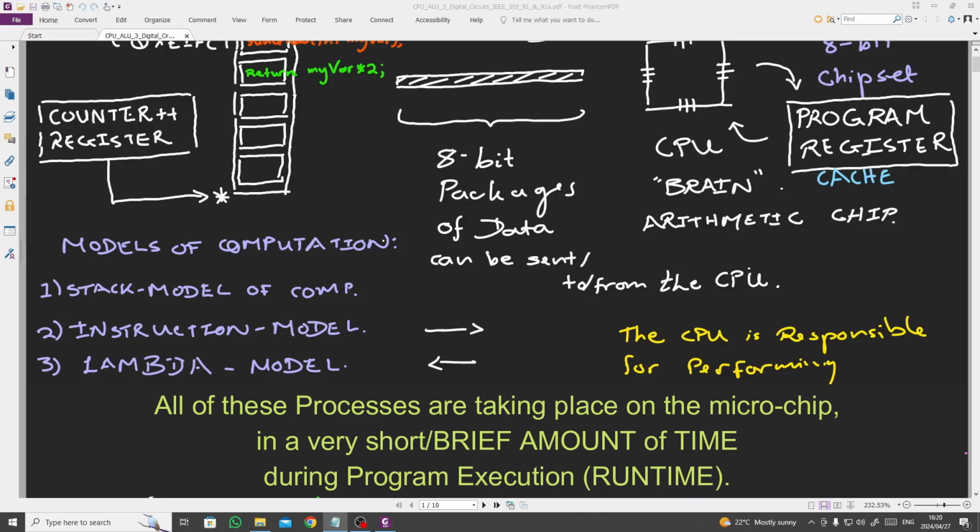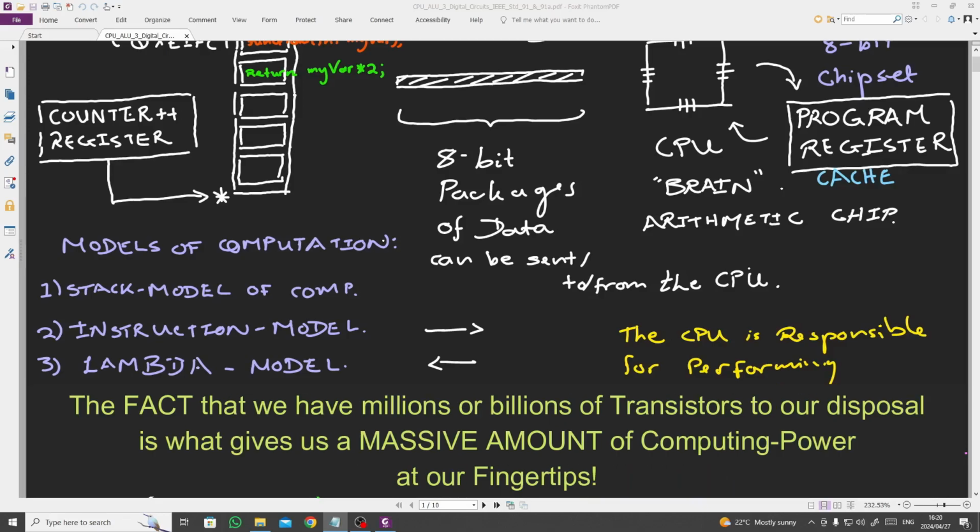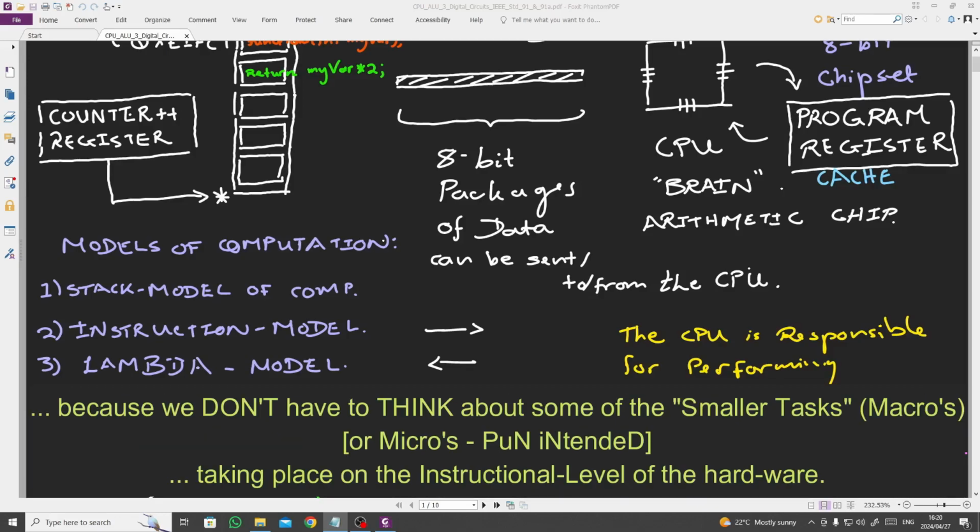All of these processes are taking place on the microchip in a very brief amount of time during program execution runtime. The fact that we have millions or billions of transistors at our disposal is what gives us a massive amount of computing power at our fingertips, because we don't have to think about some of the smaller tasks or macros taking place on the instructional level of the hardware.